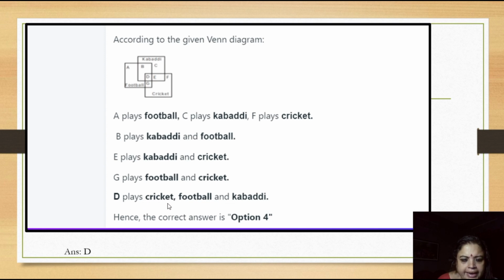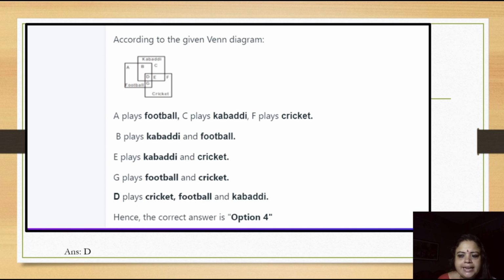D is playing cricket, football as well as kabaddi. So you can see that D is the item that is playing all the three games together. So the option comes as option 4, that is the answer is D. D is actually playing all the three games because they have the common traits from all the three squares.